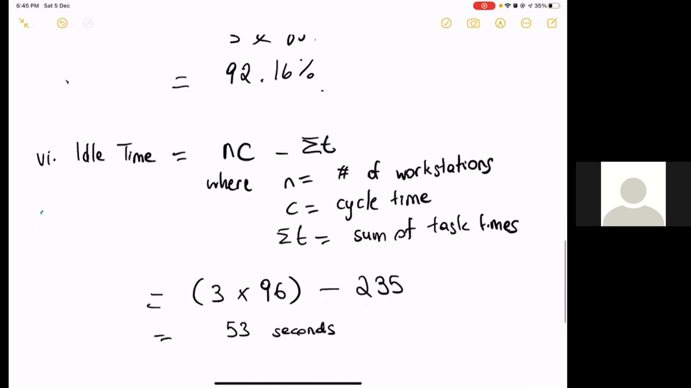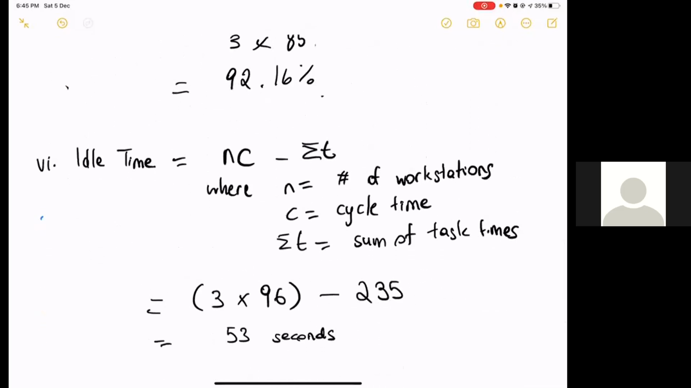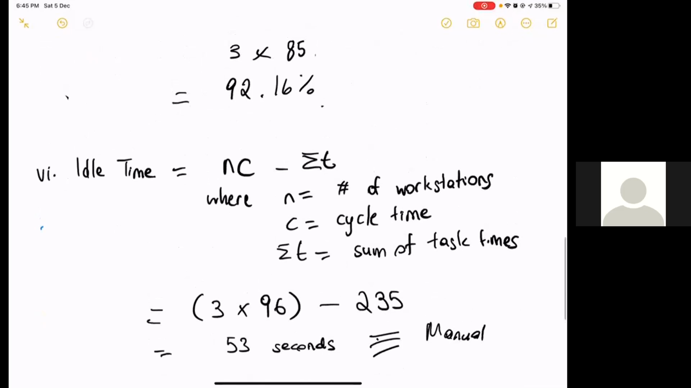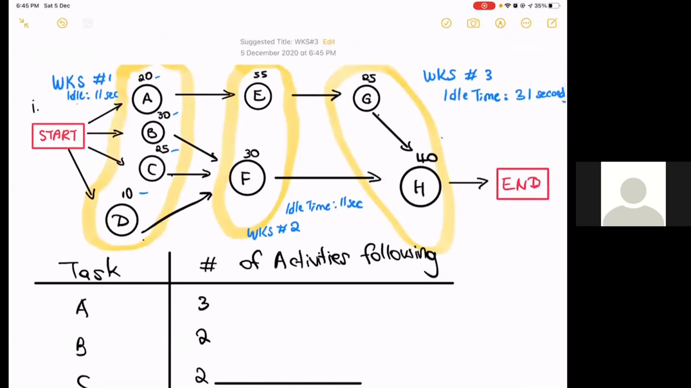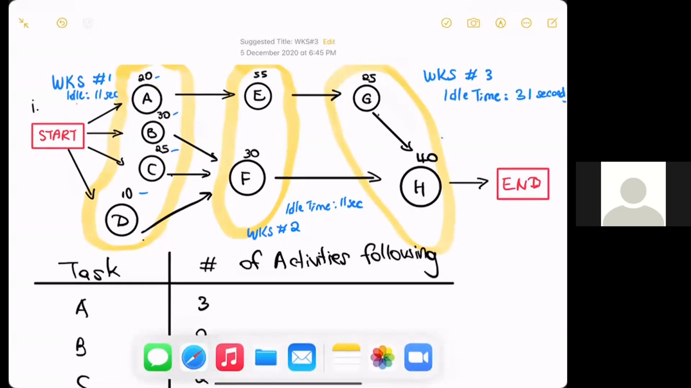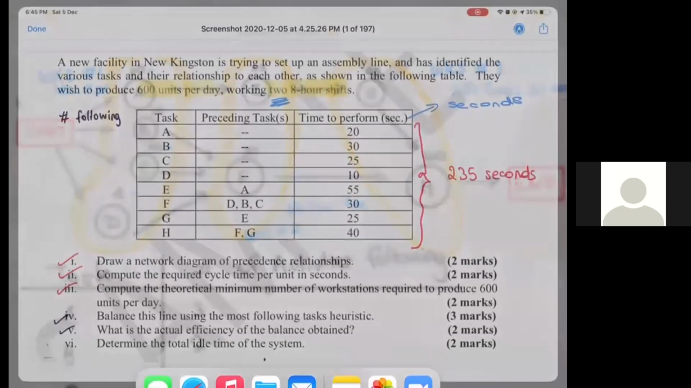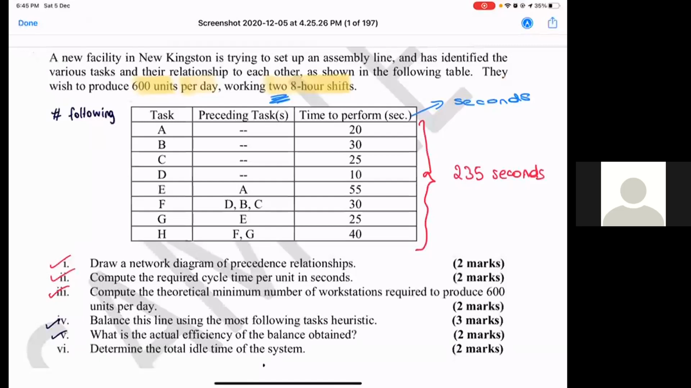So back to the idle time. We have noticed that the idle time we get using the formula matches the one we get when calculating manually. That shows us that we did pretty well. We assigned the workstations properly, and I'm not sure how many marks this would give you. 2, 4, 6, 9, 11, 13 marks.